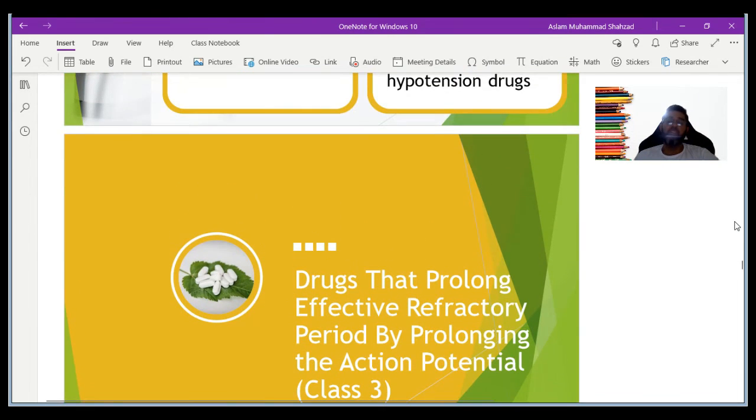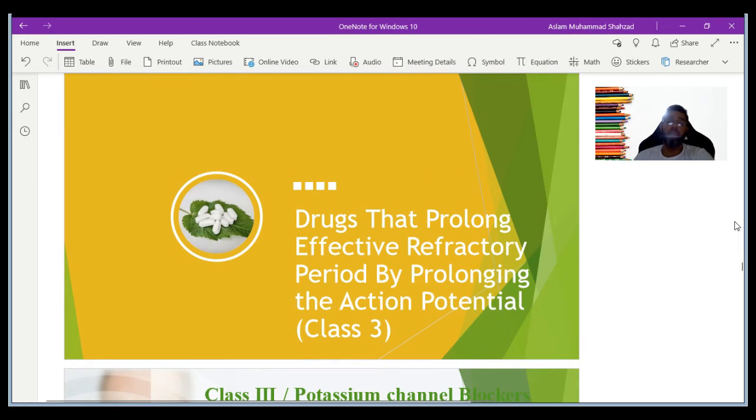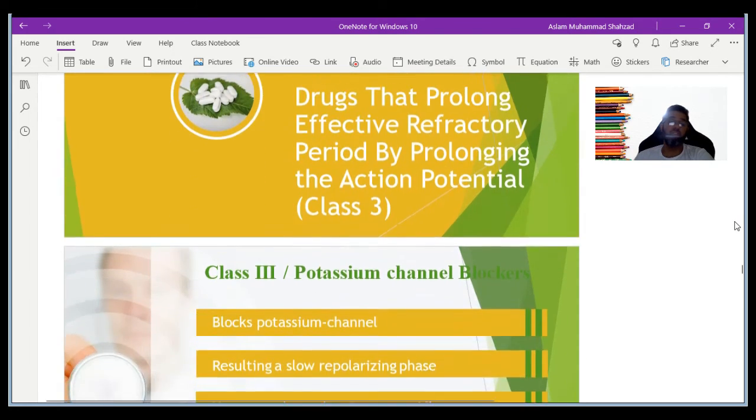Then we have the drugs that are responsible for prolongation of the effective refractory period by prolongation of the action potential. We already discussed that there are two ways to handle different kinds of arrhythmias. Either, number one, we block the sodium channels, or we prolong the refractory period. So these drugs prolong the refractory period by prolonging the action potential. They are also known as class 3 drugs.